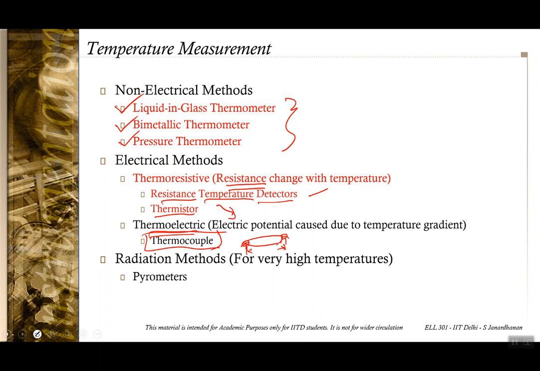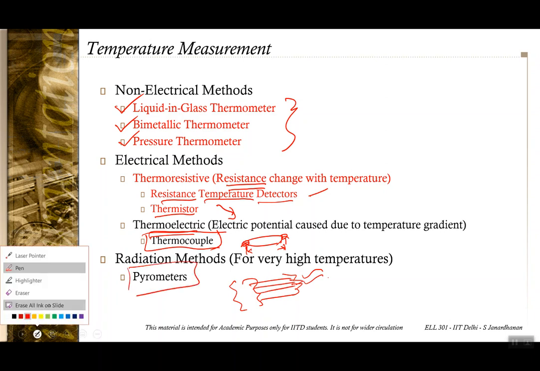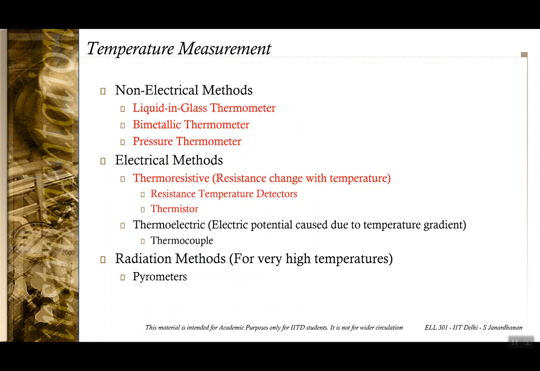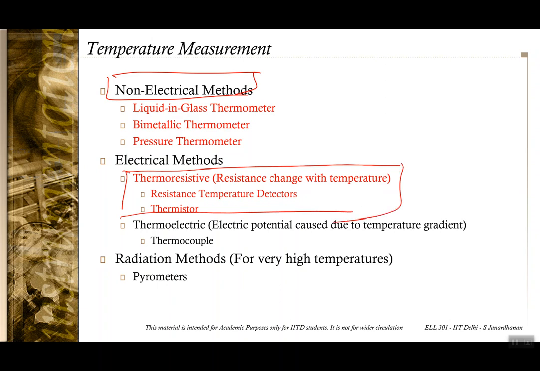Okay, and in case of really high temperatures, the radiation can be used. The dominant wavelength of the radiation being produced by this hot object is used as an indicator of the temperature, and that concept is used in pyrometers. So in this particular lecture, we would look into these non-electrical methods of temperature measurement, and in the electrical methods, we will look into the thermoresistive kind of temperature measurement.